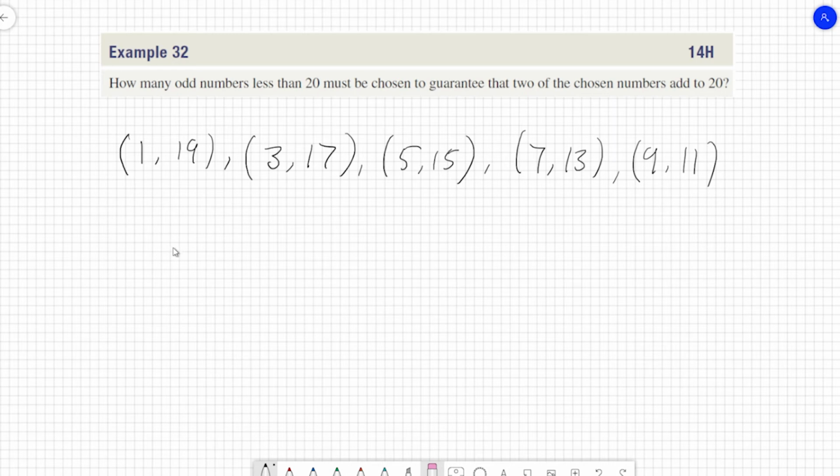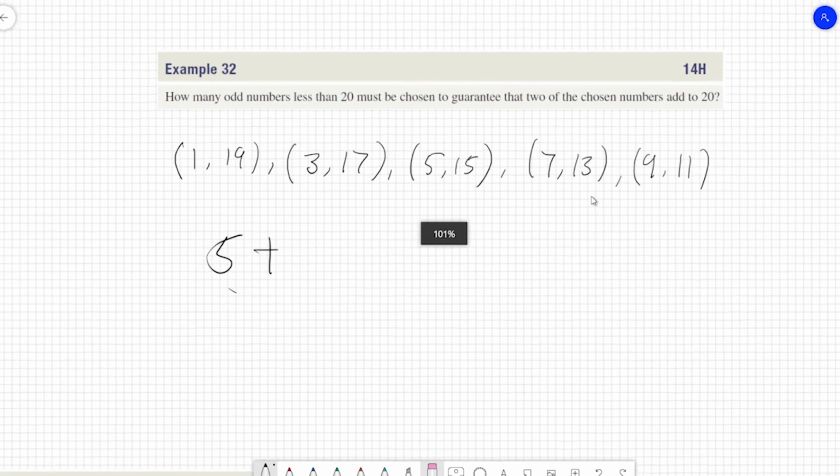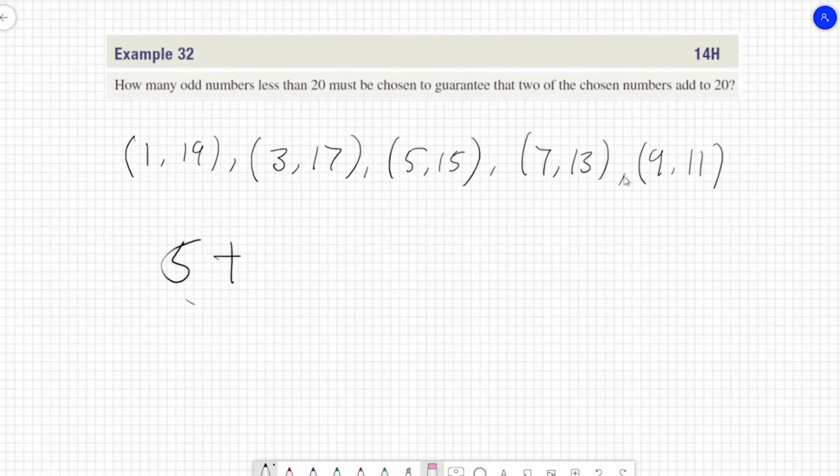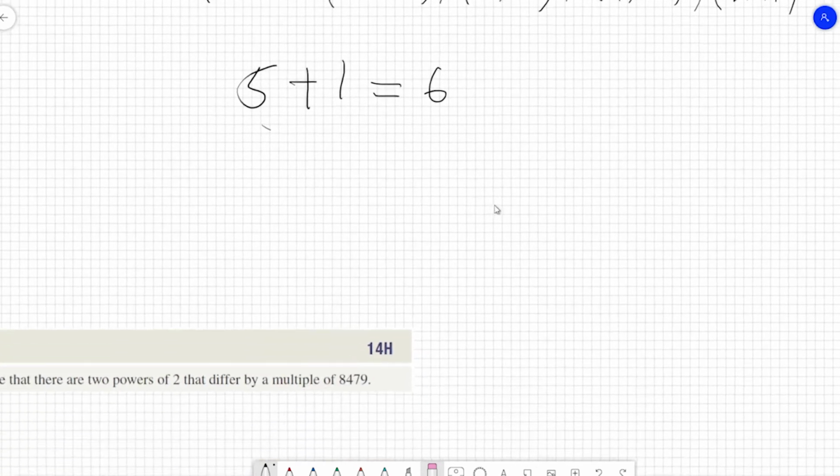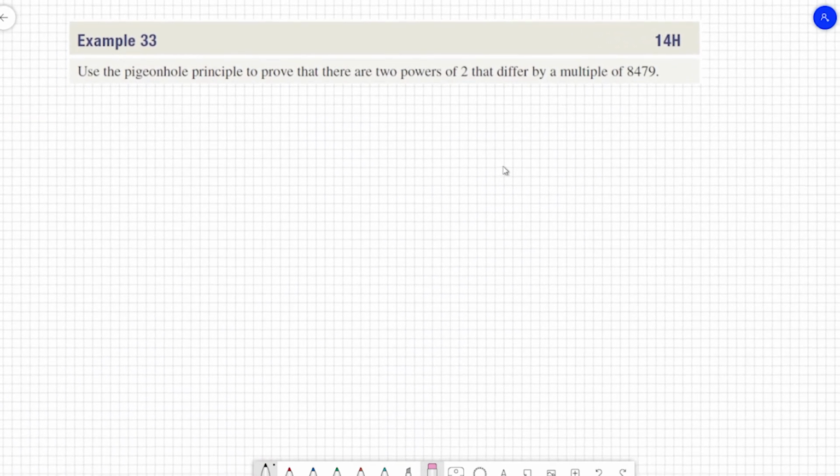If you only pick 5, then there's a chance you'll only pick 1 from each pair, and you will not have a pair adding up to 20. Only if you have picked 1 more can you guarantee that one of these pairs will have formed, and you will have a sum of larger than 20. So you need to pick 6 numbers. That is how you deal with something like this. Okay. Now this is a pretty tricky one.